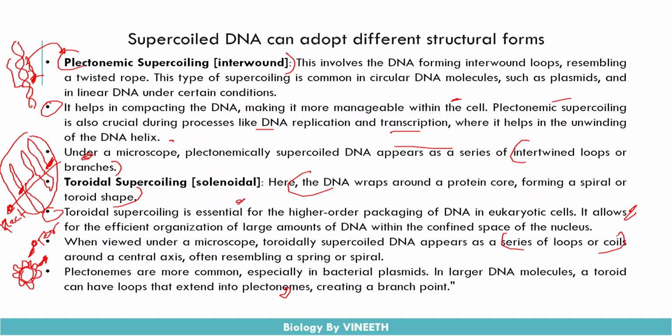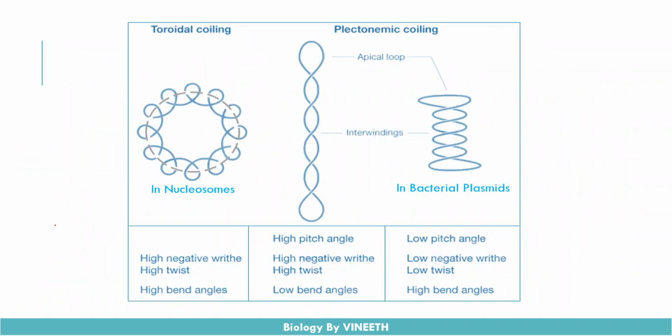Plectonemic supercoiling you will only see in bacterial chromosomes, where the DNA sequences are in the form of circular molecules. Toroidal supercoiling will be seen in the case of the eukaryotic genome, where the genome is in a linear form and has to undergo high order packaging in the eukaryotic nucleus. So these are the diagrams of plectonemic and toroidal supercoilings.